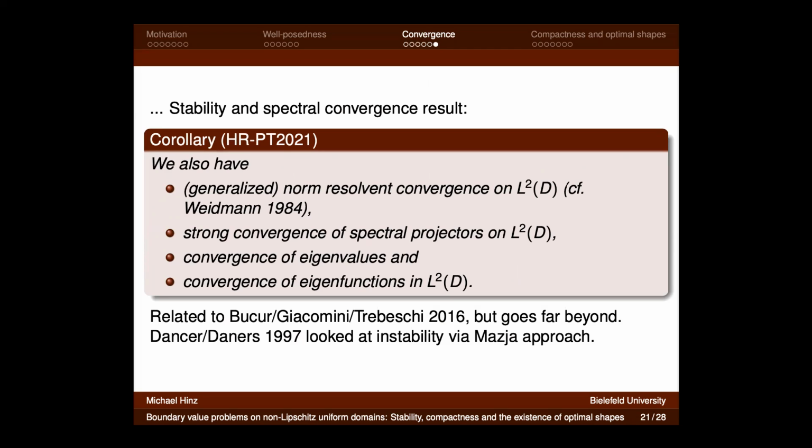If we upgrade a tiny little bit, we can even get some sort of generalized norm-resolvent convergence, which means we have, in quotation marks, direct convergence of eigenvalues and eigenfunctions. Of course, one has to choose cool sequences and so on. And this is very much related to work of these people.